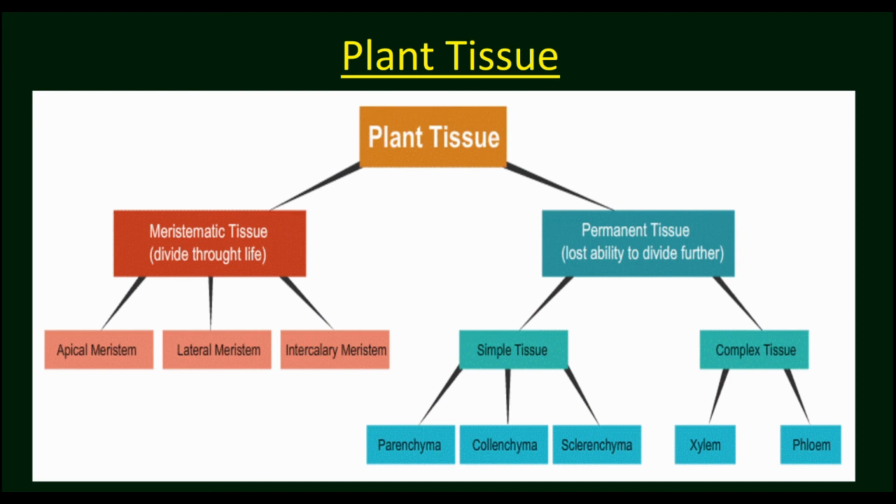Let us revise what we have learned now. Plant tissues are divided into two, meristematic tissues and permanent tissues. Meristematic tissues are further divided into apical meristem, lateral meristem and intercalary meristem. Permanent tissues are divided into two, simple tissue and complex tissue. Simple permanent tissues are parenchyma, collenchyma and sclerenchyma. Complex permanent tissues are xylem and phloem.